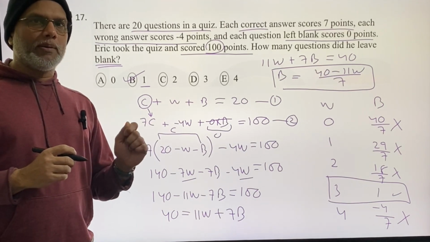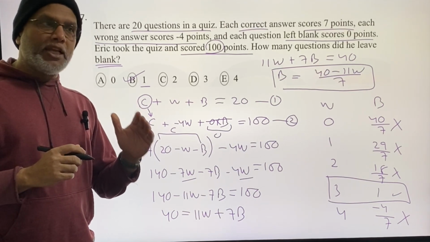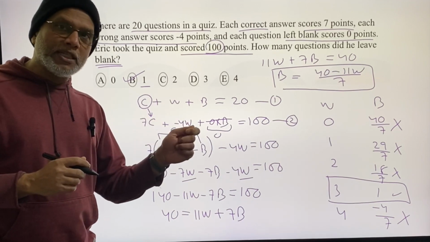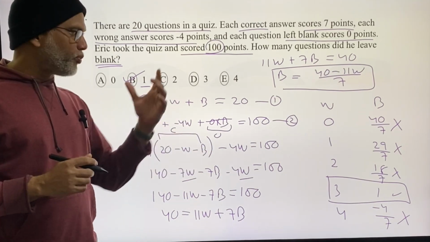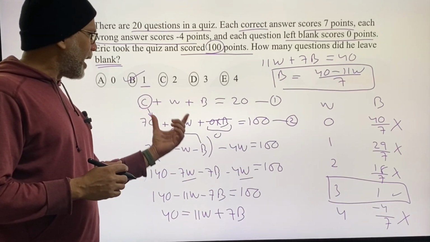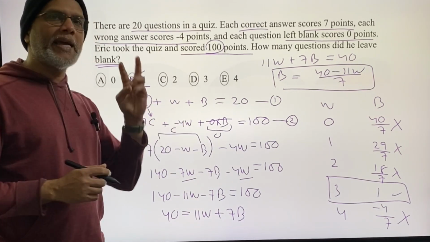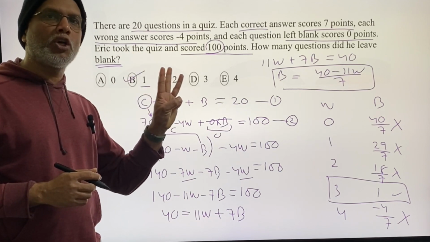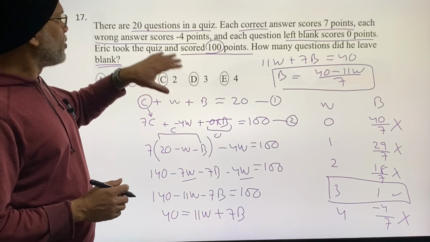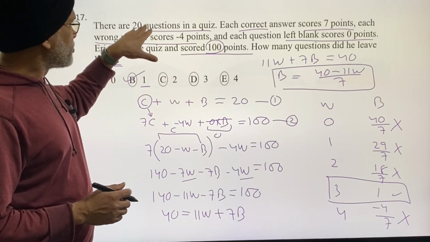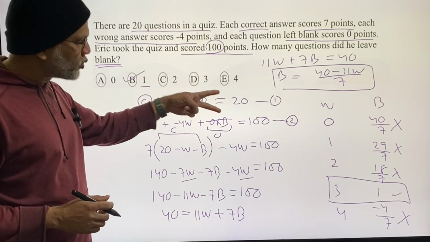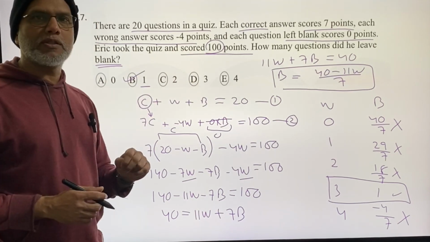In algebra problems, if you have n unknowns, you typically need n pieces of independent or different information to be able to solve for those n unknowns. So in this case, I have 3 unknowns, C, W, and B, and I needed 3 pieces of independent or different information, right? 2 are given to us. One is that they all add up to 20, and the other one is the total score is 100. So out of those 2 pieces of information, I made 2 equations.